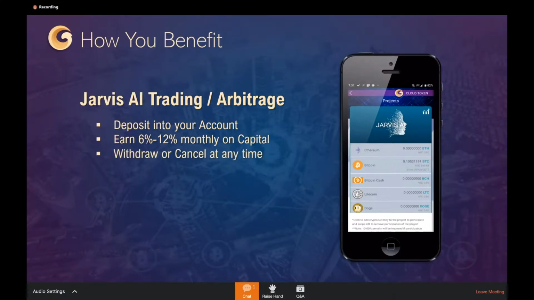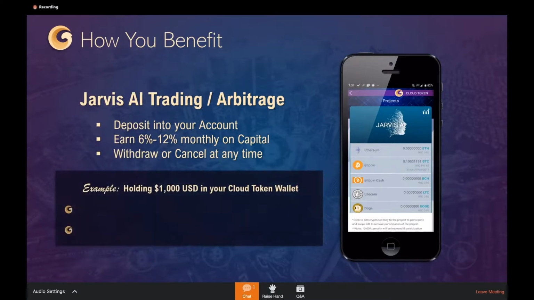It is also important that you understand there is no contract that you're going to sign here, so you can withdraw and remove your cryptocurrency anytime you want to. Very important. So let's break this down for you.